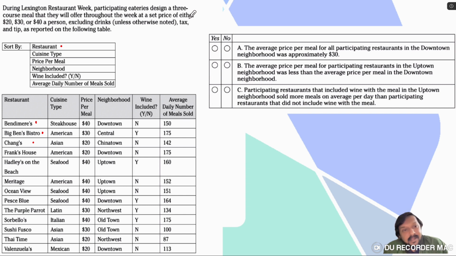Now if you want, you can choose price per meal, and this column will sort itself from the highest to the lowest. Or if you choose neighborhood, they will bundle all downtown restaurants together, all the central restaurants together, so that if you want specific information about only the downtown restaurants or only the central restaurants, you can very clearly use this sort function.